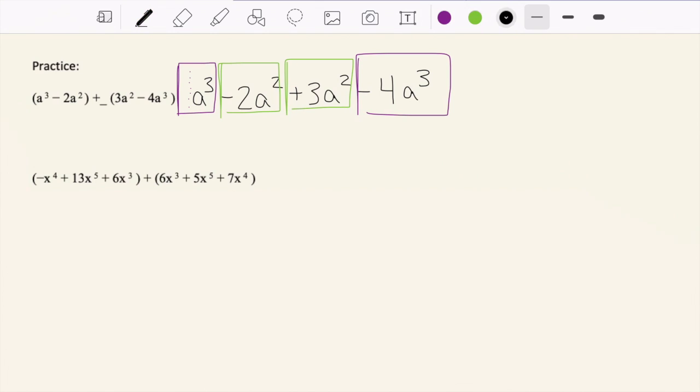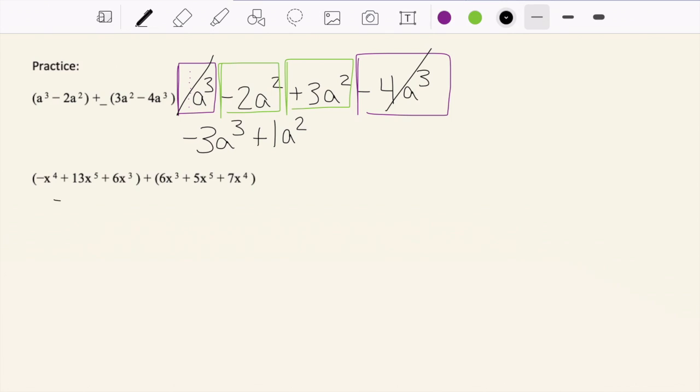So we have positive 1a cubed and negative 4a cubed, which should give us negative 3a cubed. And then we have negative 2a squared plus 3a squared, which gives us positive 1a squared, or you could just write positive a squared. So that's what you should have gotten for that first one. And then let's look at the second one.